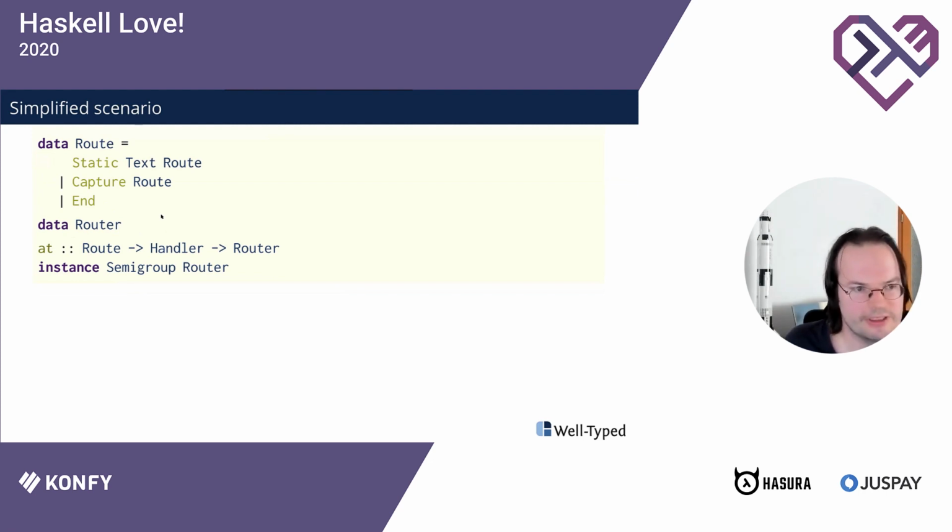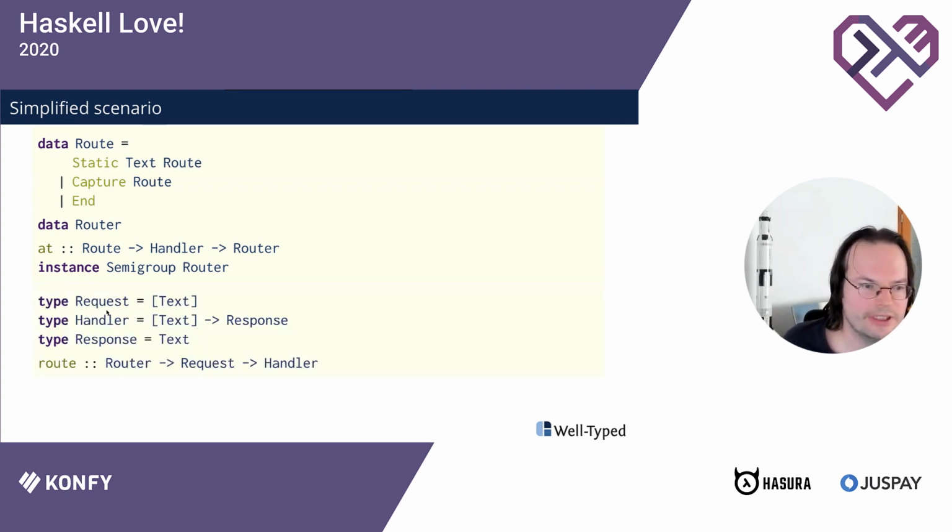And let's briefly look at a very drastically simplified scenario where a route is assumed to be some kind of list-like structure where there can be two possible components. A path component of a route can either be static and require a particular piece of text to be there and then continue with the route, or we can say we want to capture the entire component and then continue with the route, and then we finally end. And then we have an abstract type Router, and we have two ways to construct a router. Either we can construct a router for a particular route and map it to a handler, or we can combine routers using a semigroup operation that basically says this or that.